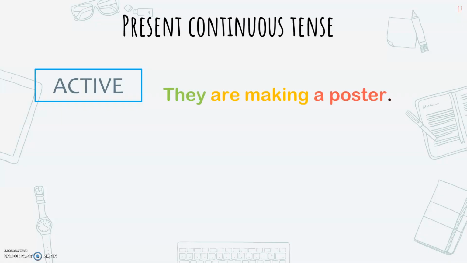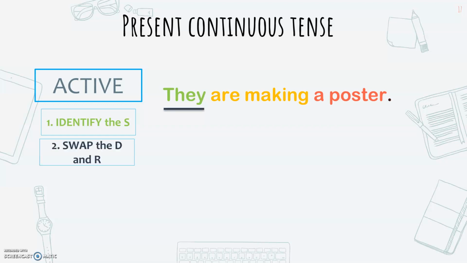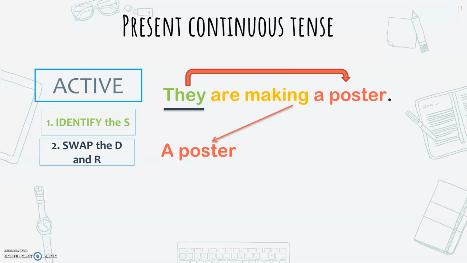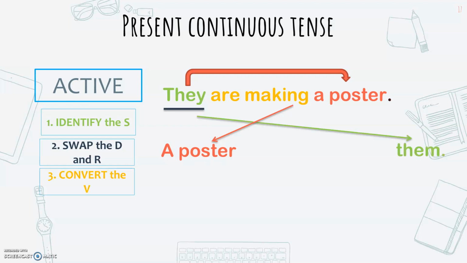For the present continuous tense, we have the sentence they are making a poster. Active voice. First, identify the subject, they. Second, swap the doer and receiver. A poster will become the subject. They will become them.